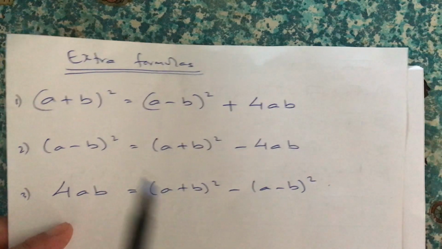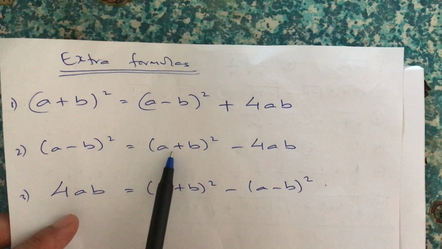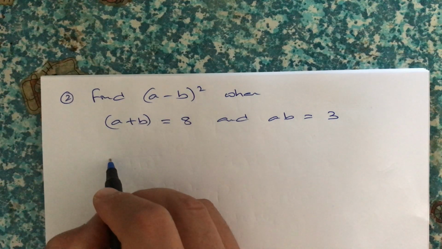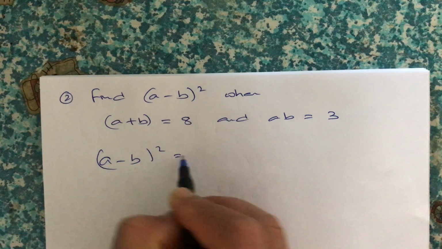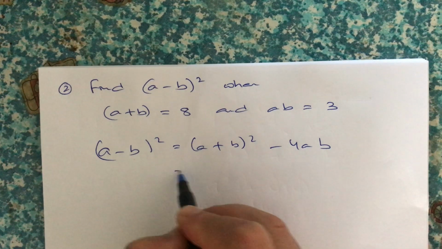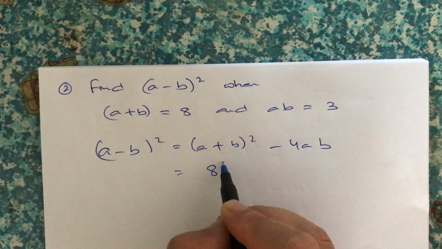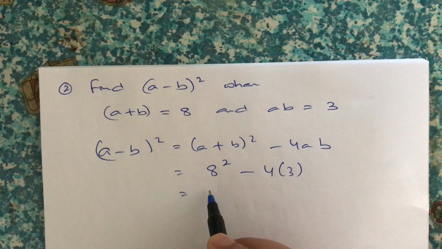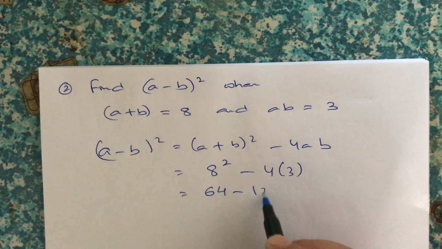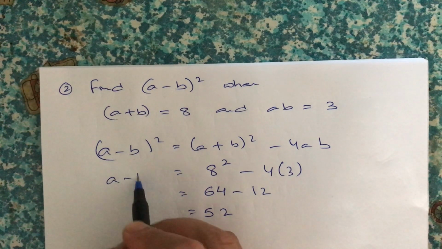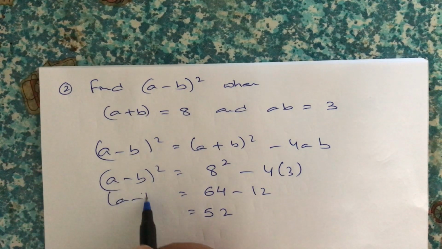I have to apply this new formula, that is (a minus b) whole square in terms of a plus b and ab. So the formula says (a minus b) whole square is equal to (a plus b) whole square minus 4ab. Then a plus b is already given as 8, and it's a square, minus 4, ab is already given as 3, so we get 8 square is 64, minus 4 times 3 is 12, 64 minus 12, I get 52. So we have (a minus b) whole square equal to 52.